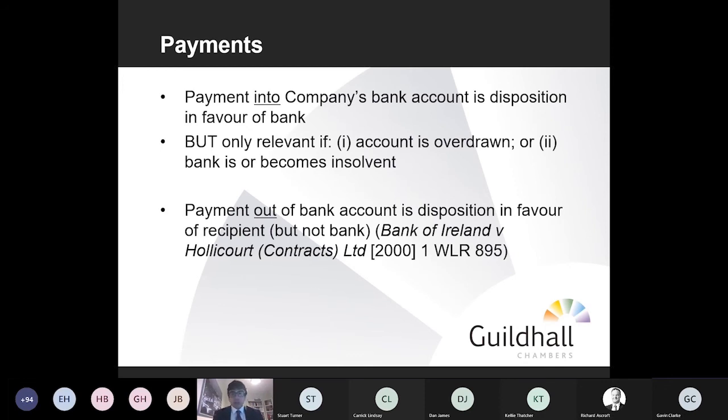But this is all a bit theoretical, unless the company is insolvent, or the bank is insolvent, or the company's bank account is overdrawn. And the reason for that is obviously, although strictly speaking, paying money into a company's bank account is a disposition of the company's property, if the bank is solvent and the company's account is in credit, then the liquidator can simply ask the bank to transfer the balance to them. So no harm, no foul.